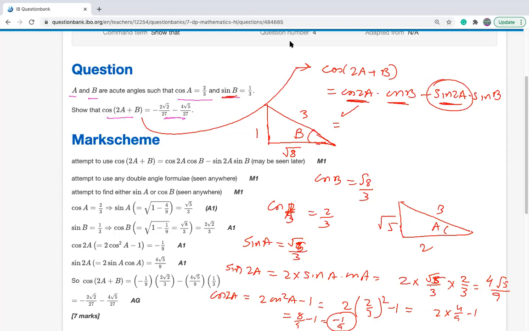And so we put the values here. Cos 2A is negative 1/9. Cos B is root 8/3.